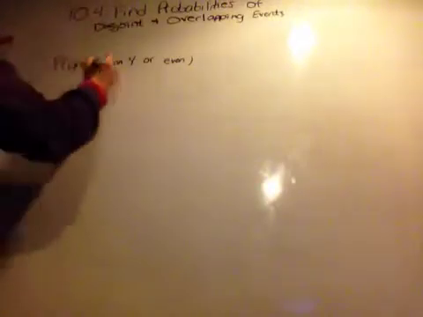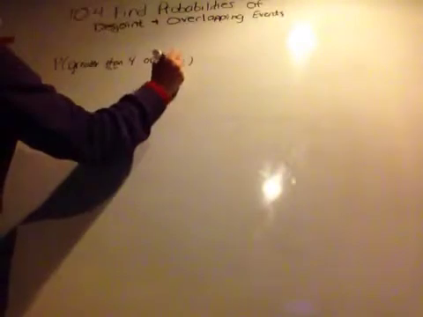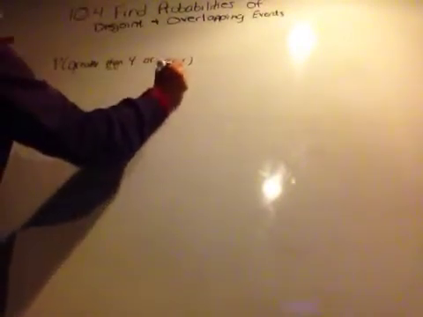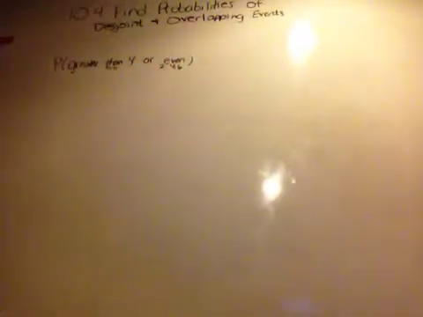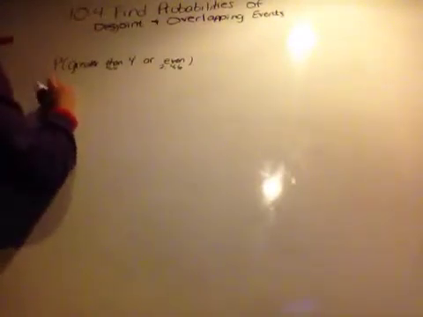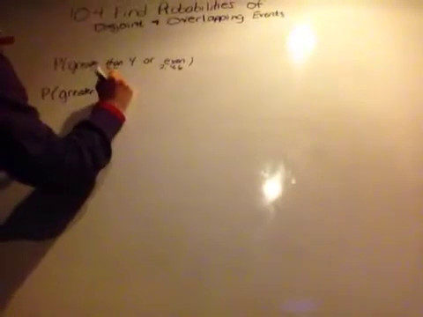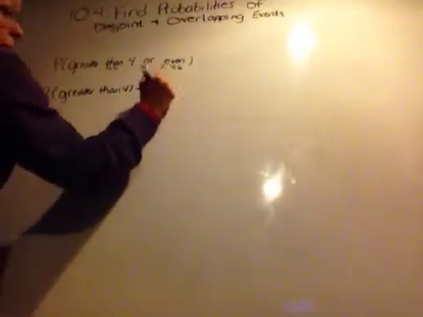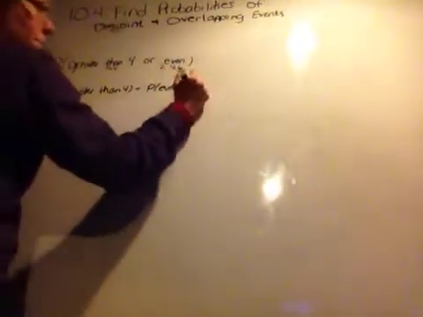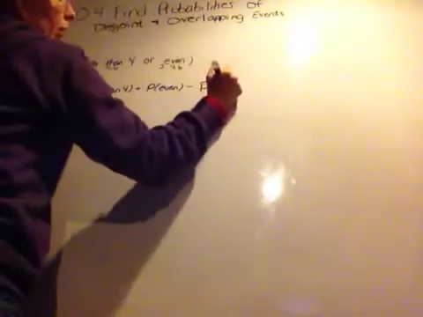Numbers greater than 4 would be 5 and 6. Our even numbers are going to be 2, 4, and 6. So you can see they have one value that overlaps. So we're going to have to do the probability greater than 4, with overlapping events here, plus the probability even, minus the probability greater than 4 and even.